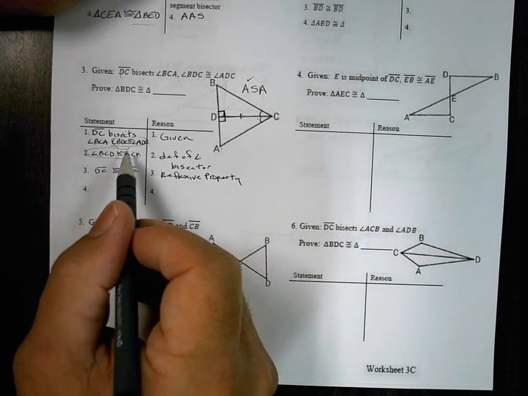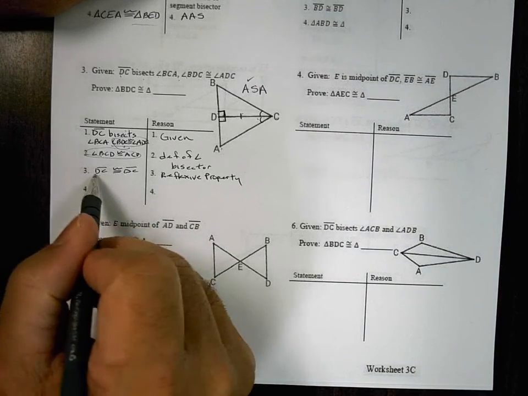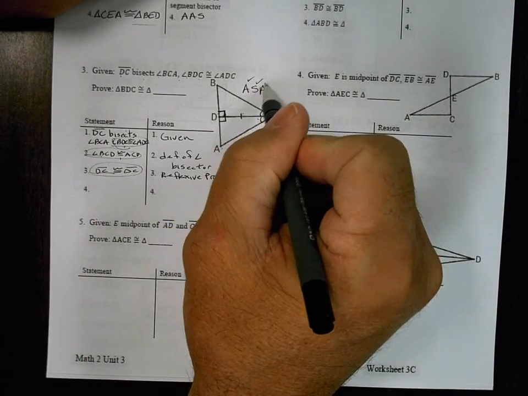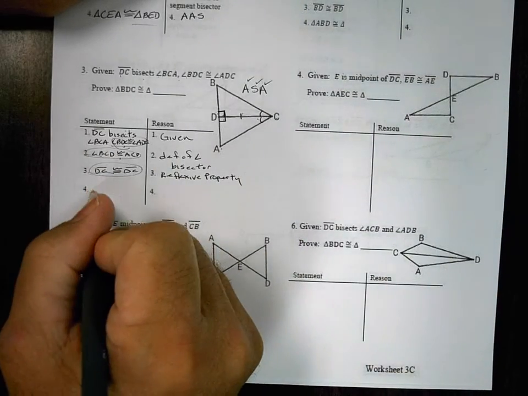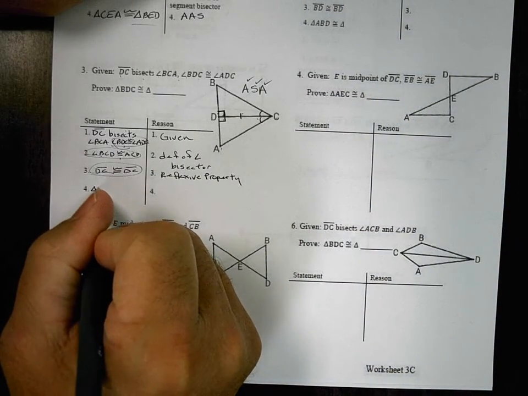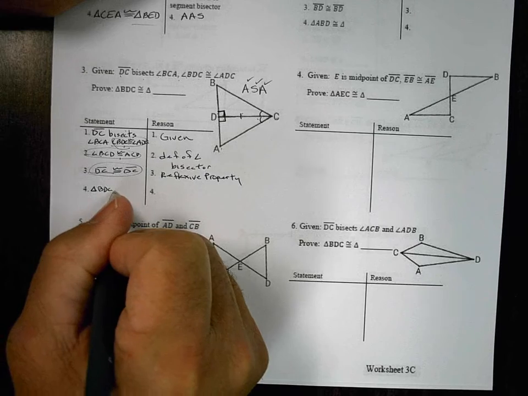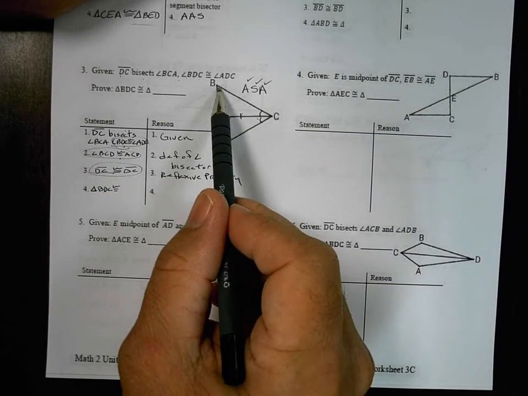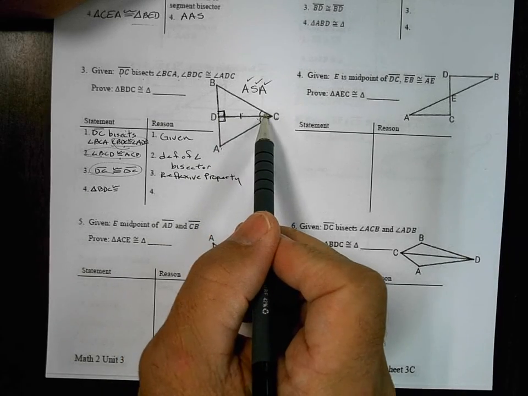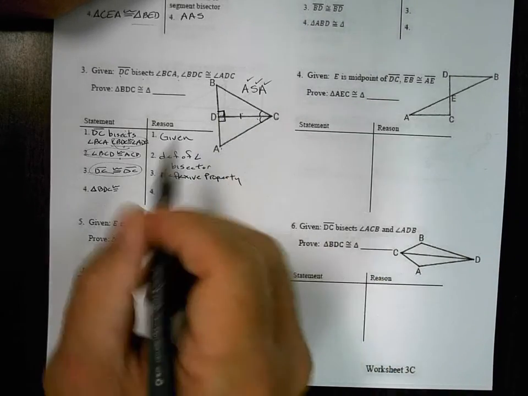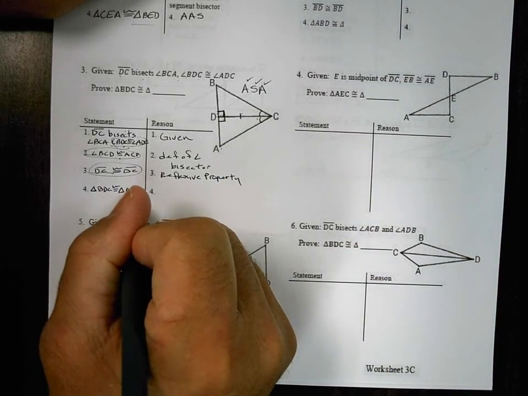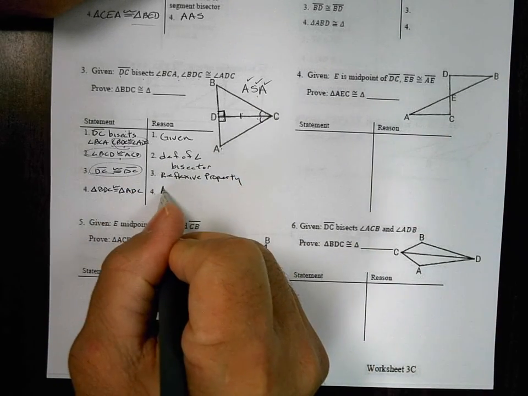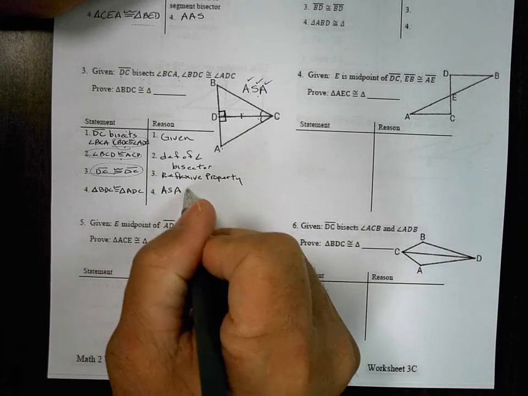And now that we have our angle, and we'll even come down here to side, angle, we can say that triangle BDC is congruent to, now let's look, BDC is congruent to triangle ADC. How do we know? By angle, side, angle postulate.